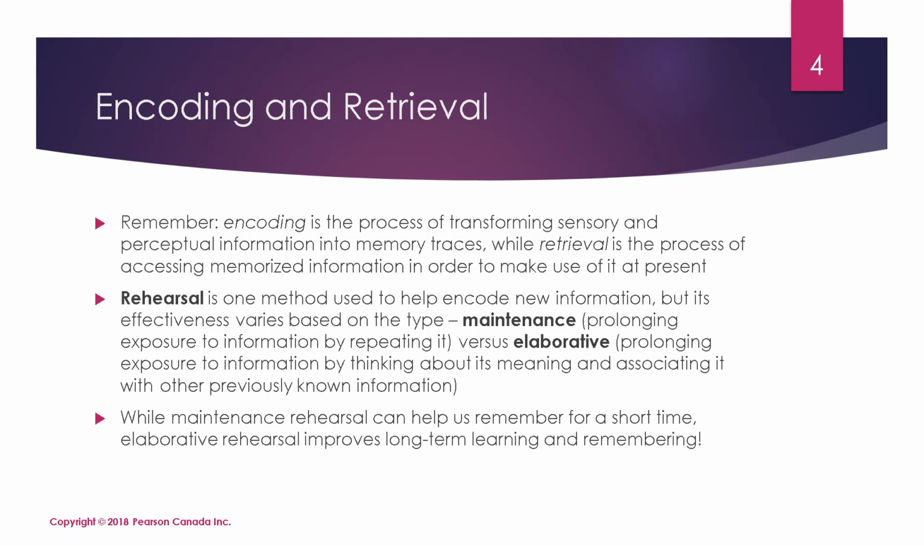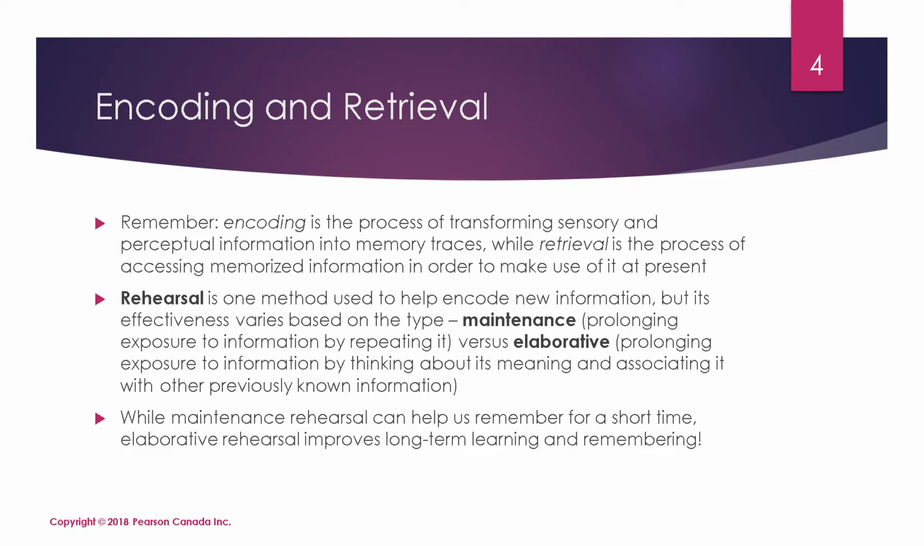So, remember from the first module that the definition of encoding is basically the process of transforming sensory and perceptual information into memory traces. So you're basically taking that sensory information and the perceptions that you get in response to that sensory information, and you are solidifying them and putting them into your long-term memory in a way that they can be retrieved at a later time.